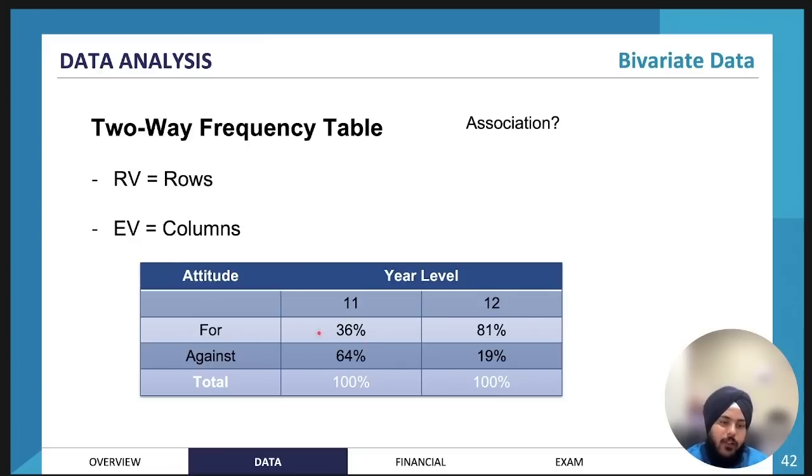The numbers or the percentages in the middle usually represent the frequency or the percentage frequency. Let's just say if we're looking at 36%, it represents the frequency of people that are for a particular issue in year 11. And 64% of them are against the issue in year 11, and so on and so forth. So again, two variables here, attitude and year level.